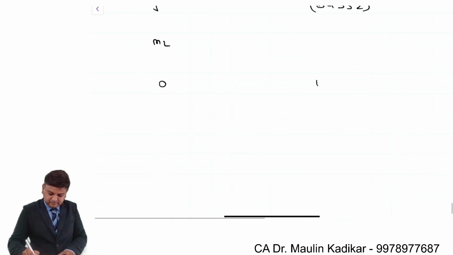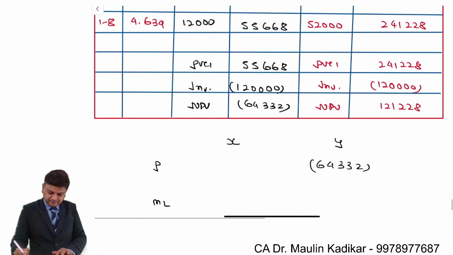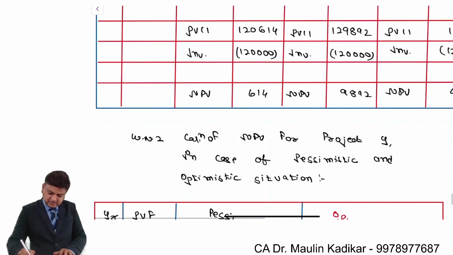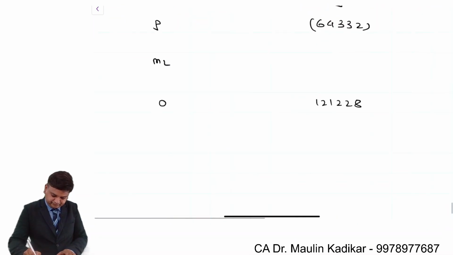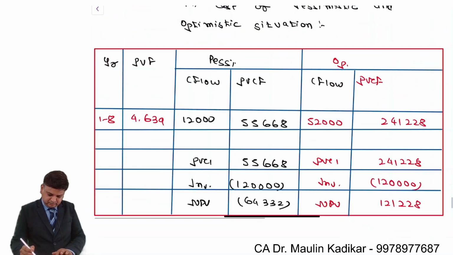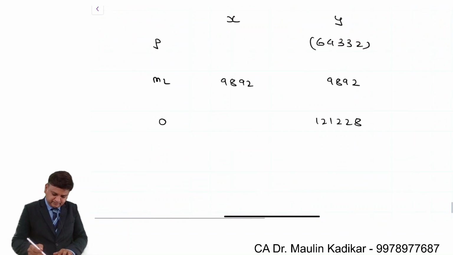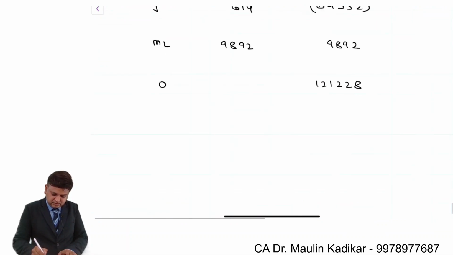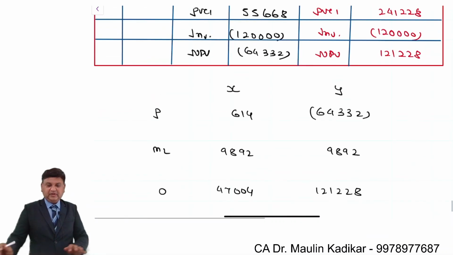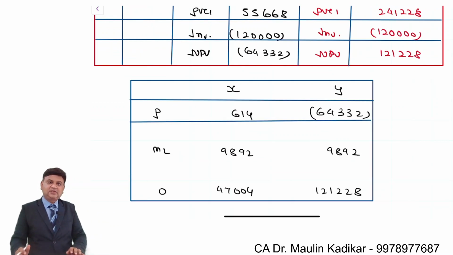Then 1,21,228 positive. For most likely it is 9,892 positive, again 9,892. This is 6,14,47,004. This is the way we have the NPV in different situations. Considering this result, what do you think? Which project should be accepted? Please enter your answer in the chat box.